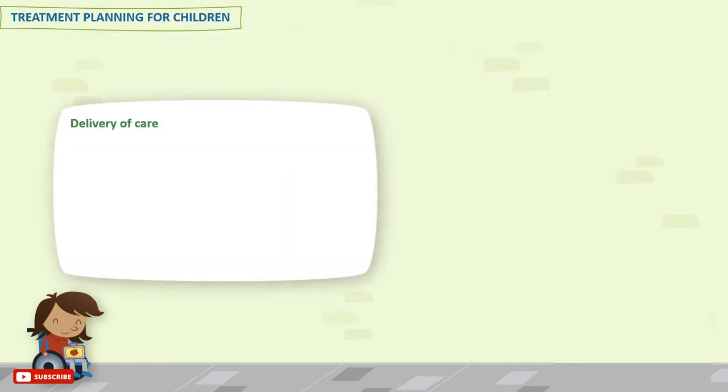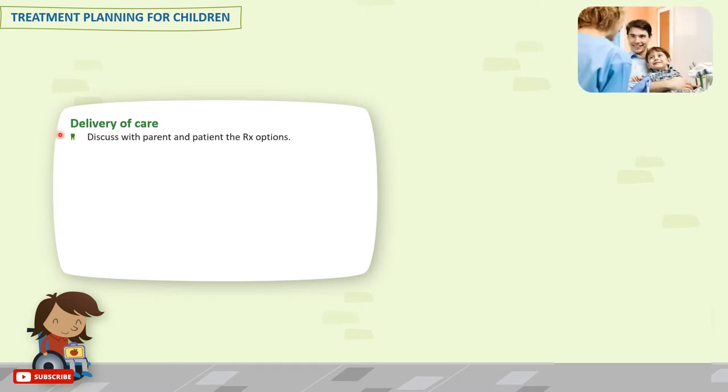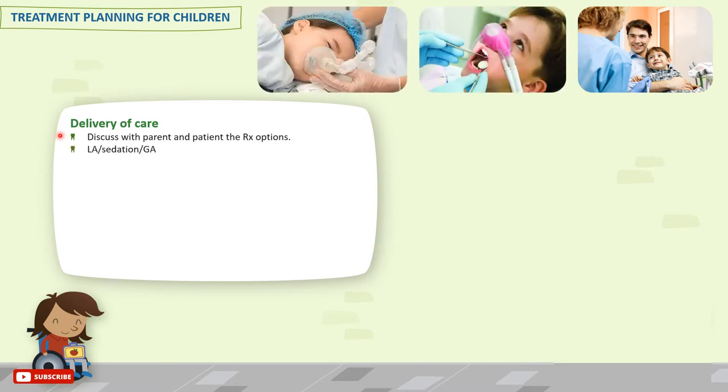Care delivery. Once the treatment needs have been decided upon, be aware that the treatment plan will change and evolve depending on various factors. Discuss with parent and patient the treatment options: local anesthesia, sedation, or general anesthesia. Consider and discuss the risks versus the benefits of each. Plan operative care at a pace appropriate to the child's ability to cope.